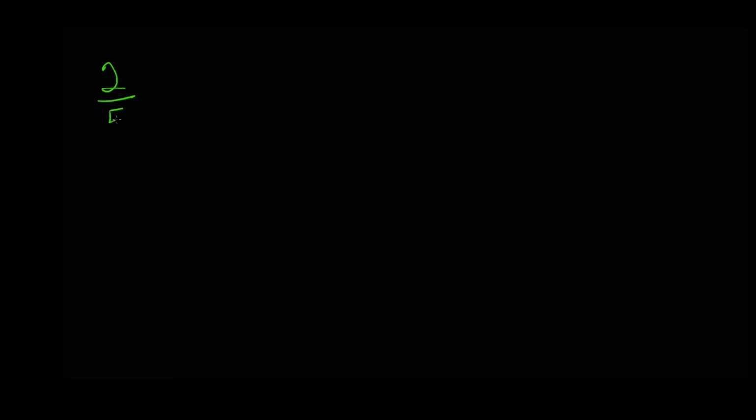Let's look at another example right here. 2 over 5 times 4 over 6. Multiply the numerators. 2 times 4 gives me 8, over 5 times 6 gives me 30. If you take a look at this fraction, 8 over 30, this can be simplified further. How do I know? 2 can go into 8 and 2 can go into 30.